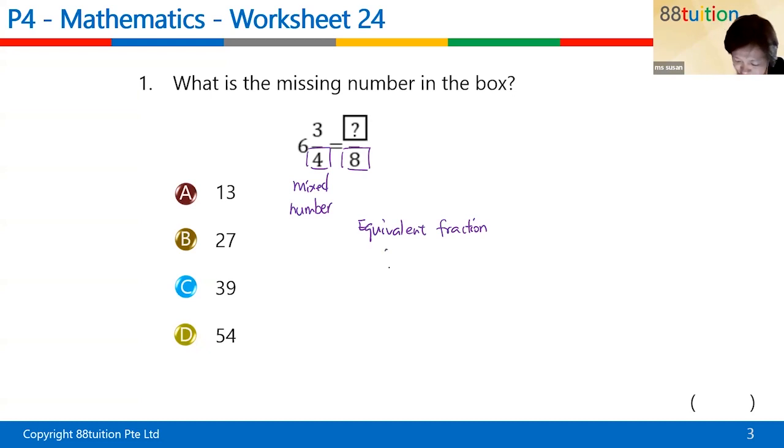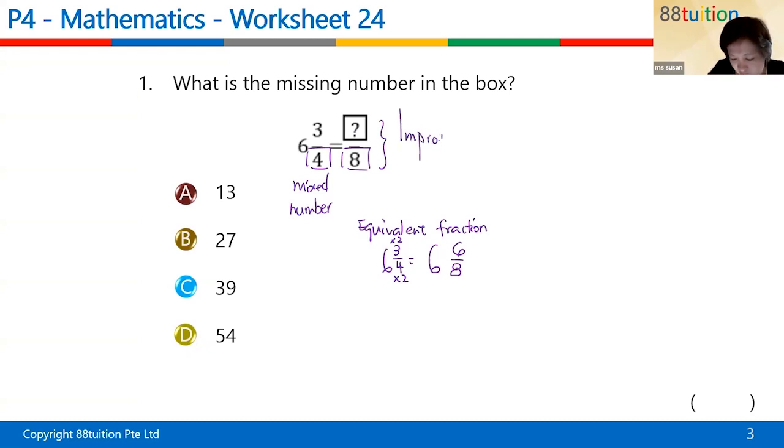So I change the mixed number, 6 wholes and 3/4, into eighths. So I need to multiply by 2 and multiply by 2, and I get 6 out of 8, right? So with 6 out of 8, now I have to fill up my box, right? But this is called an improper fraction.